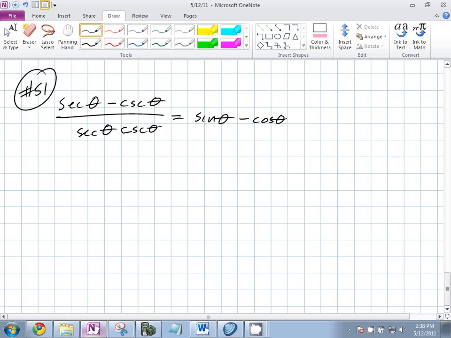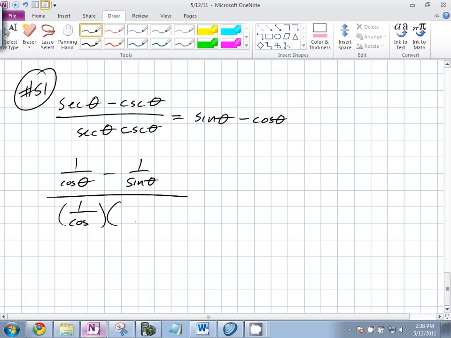What do we do? Translate. What's secant? 1 over cosine, and cosecant is 1 over sine. Now here's the question. We're going to multiply by something, right? Can anybody tell me what I should multiply by? It's a really easy thing you can multiply by. Cosine theta times sine theta over cosine theta times sine theta. Thank you.